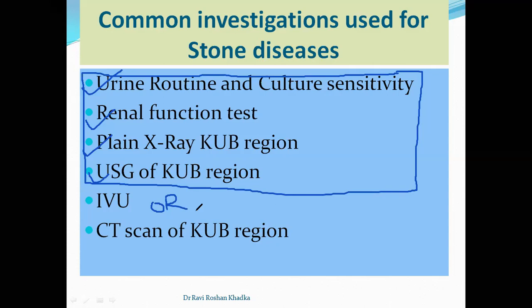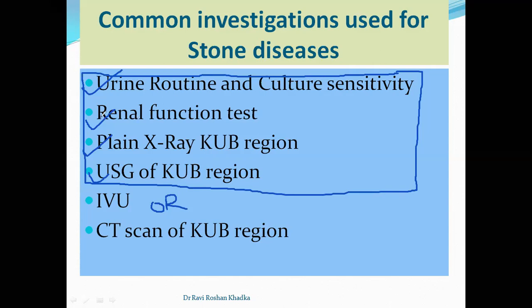A screening test, you can say, followed by, if you see the stone there, then we can do either IVU or non-contrast CT scan of the KUB region, to get a detailed idea about the stone for the management. This is the one way.